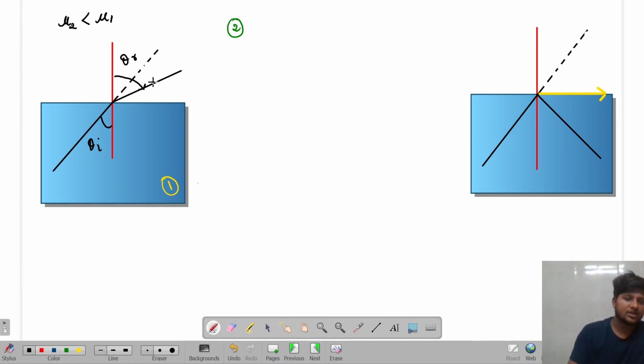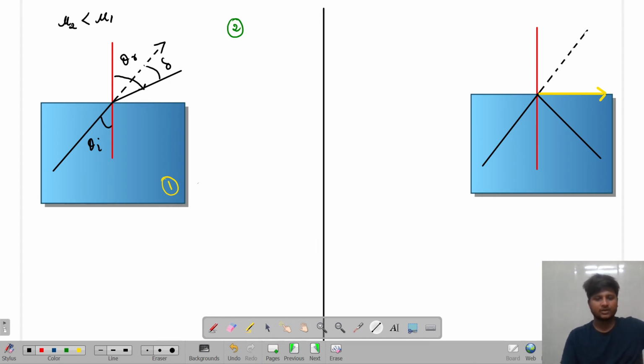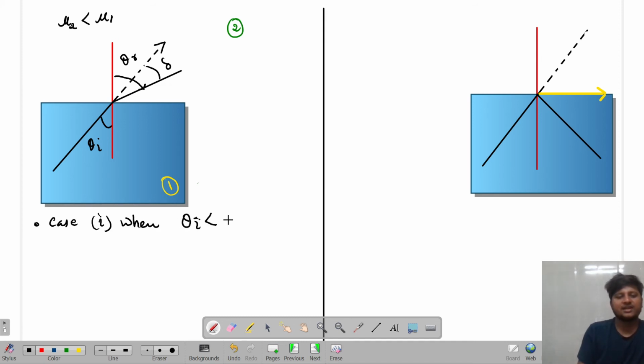Now look over here. The original direction of incident ray was along this side. This angle is the deviated angle. Yes or no? This is the case when I'm devising this whole theory of physics in two parts. Case 1: when theta I is less than the critical angle. In these cases, the light is going to come outside, for angles of incidence less than the critical angle.